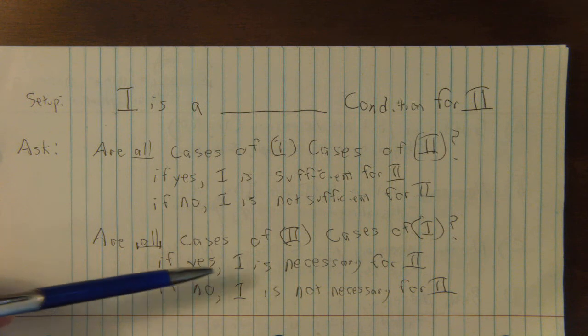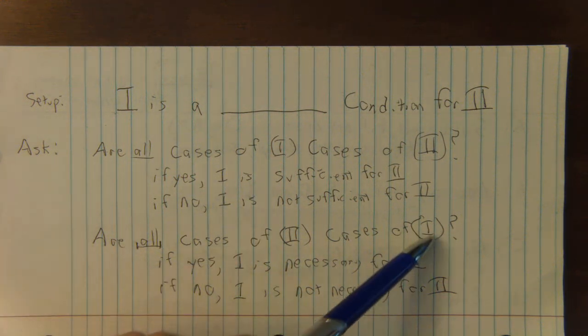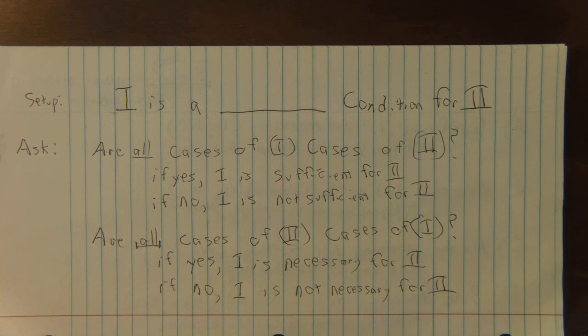Are all cases of people enrolled at Kent State University cases of people enrolled in this class? No, there are not 40,000 people in this class today, I'm glad. So we answered yes, no. It is sufficient, not necessary. You might interpret that as either a requirement or a subclass. Either one is sufficient, not necessary.